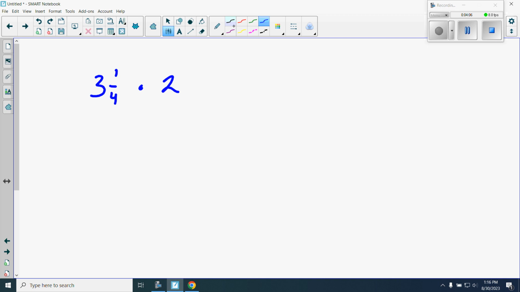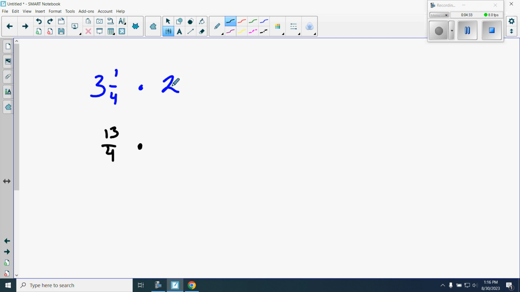Well, the rules say I'm multiplying. I've got a fraction sitting here. So it's tops times tops, bottoms times bottoms. So in this case, the 3 has an issue. I've got to make it a definite top or bottom. Well, if I change it back to its improper fraction form, the denominator stays the same. 4 times 3 is 12, and 1 is 13. So 3 1/4 is the same value as 13/4 times.